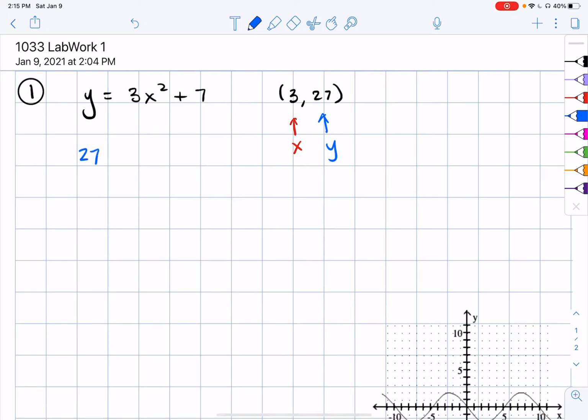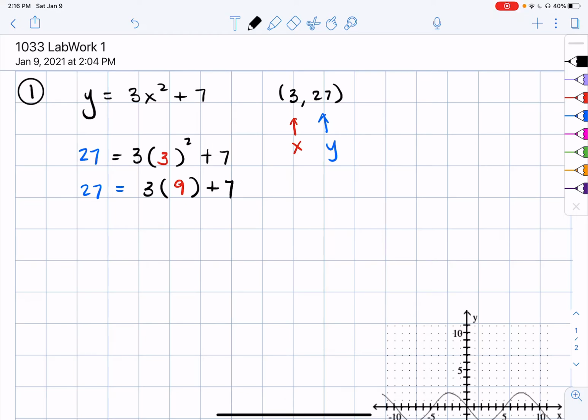So I'm going to get 27. Is that equal to 3 times 3 squared plus 7? So 27 is equal to 3 times. Now, order of operations tells me I have to square that 3 first because exponent is first. Okay, so now order of operations tells me to multiply or divide from left to right.